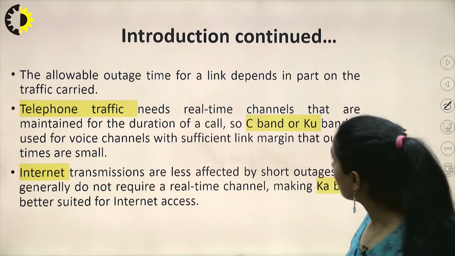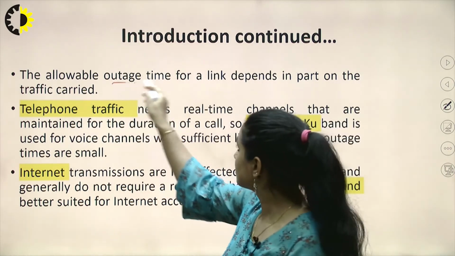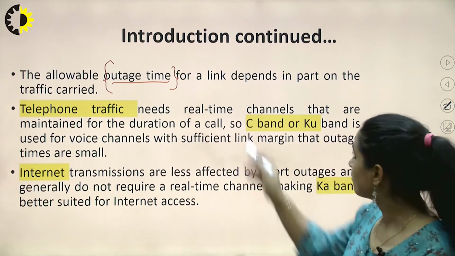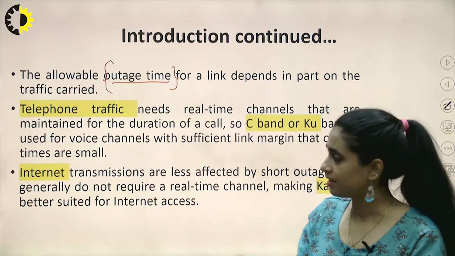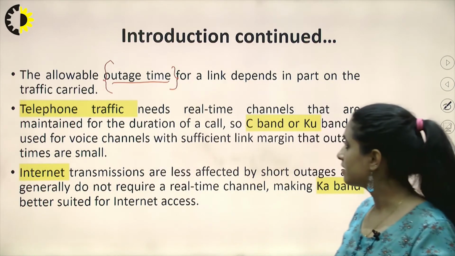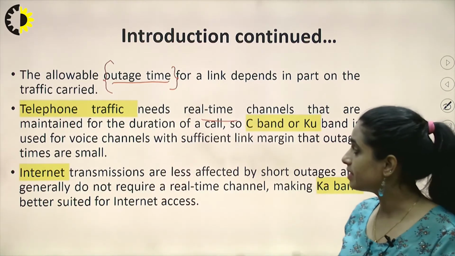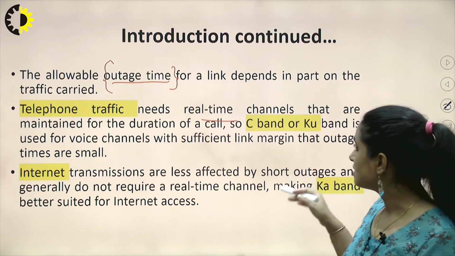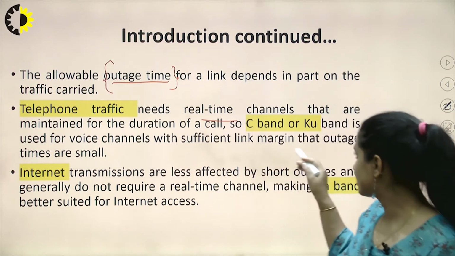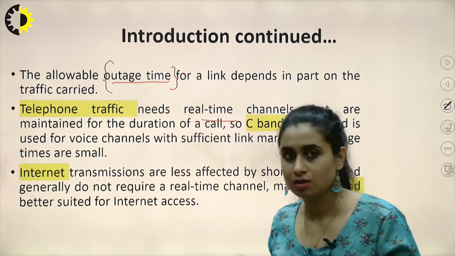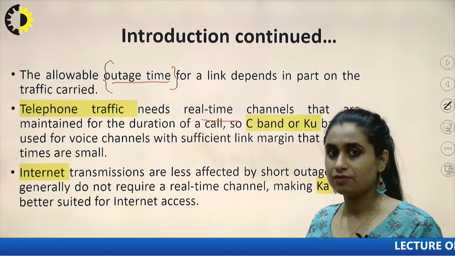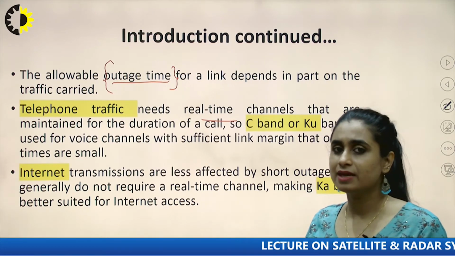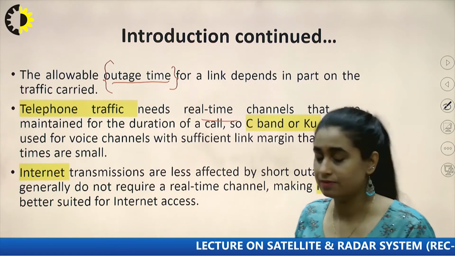The allowable outage time for a link depends in part on the traffic carried. Outage is the time for which we receive no signal, no actual feasible communication. If you talk about telephone traffic, it needs real-time channels that are maintained for the duration of the call, true. So C band or Ku band is used for voice channels with sufficient link margin so that outage times are small. For real-time communication, the outage should be minimum, so we have to work in that direction.